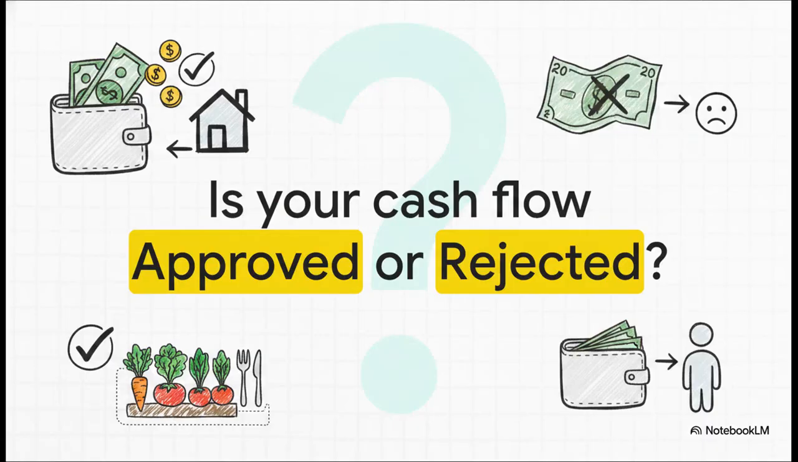So I want to leave you with a challenge. Look at the money flowing in and out of your own wallet this week. Is it approved or rejected? Your salary? Approved. That $20 you spotted a friend? Rejected. The veggies you grew in your garden and ate? Imputed and approved. Once you view the world through this strict security scanner, you really start to realize exactly what actually drives our economy's growth.